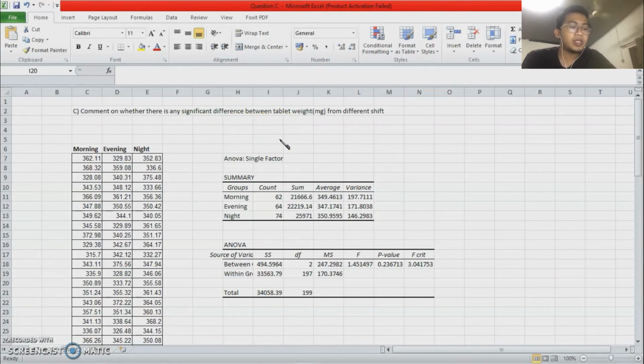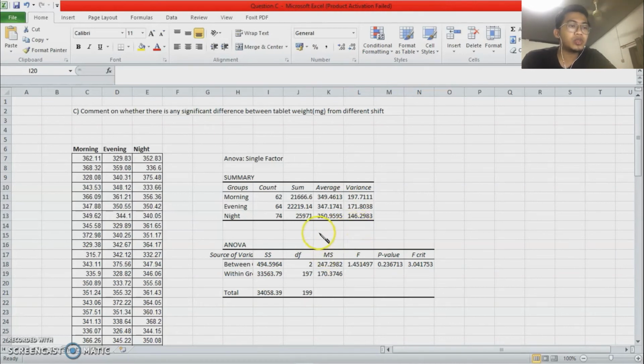Okay. Firstly, I sorted the weight by each shift, which is the morning, evening, and night. I used the ANOVA single factor feature in Excel to summarize the data. Okay, for morning there are 62 weights, for evening 64, and night 74. Now the SS stands for sum of squares, DF stands for degrees of freedom, and MS stands for mean square.